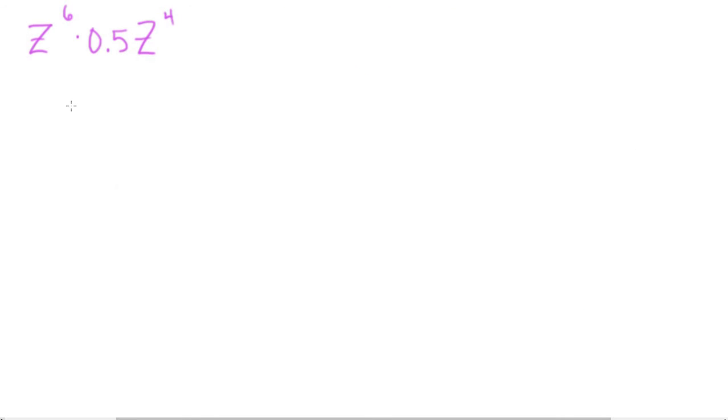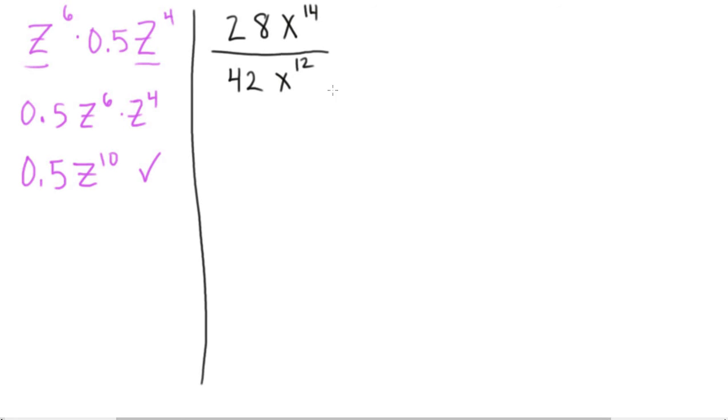So feel free to pause the video and try the following example. I have z to the 6th times 0.5 z to the 4th. Now that 0.5 is there, but remember the bases are still the same, so we can add those exponents. It may be easier to look at it by bringing that 0.5 out front. So that gives me 0.5 times z to the 6th times z to the 4th. z to the 6 plus 4 is just z to the 10.